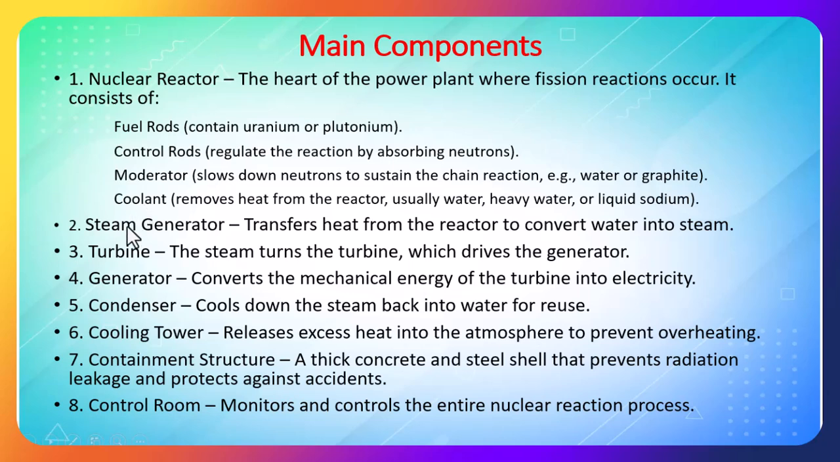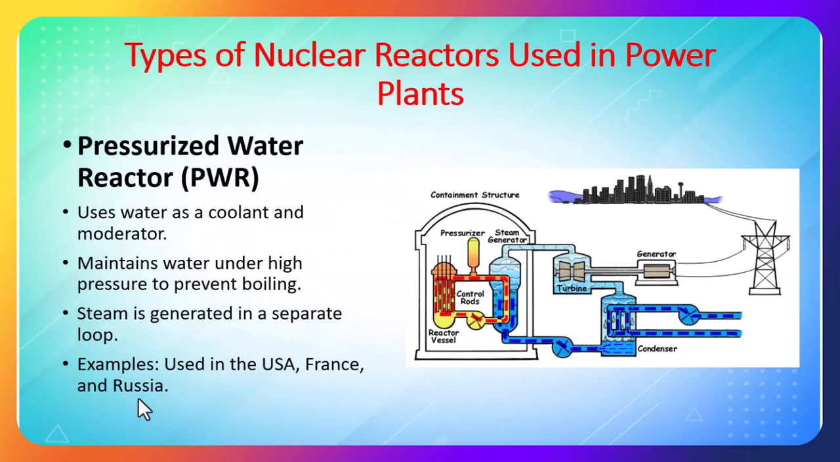Okay, then comes your steam generator. From this point, it is common for all types of power generation using a turbine. You will have a steam generator followed by a turbine, then a generator, then a condenser and cooling tower. The control room is nothing but the place where you will sit and monitor what is going on, whether it is under controlled condition.